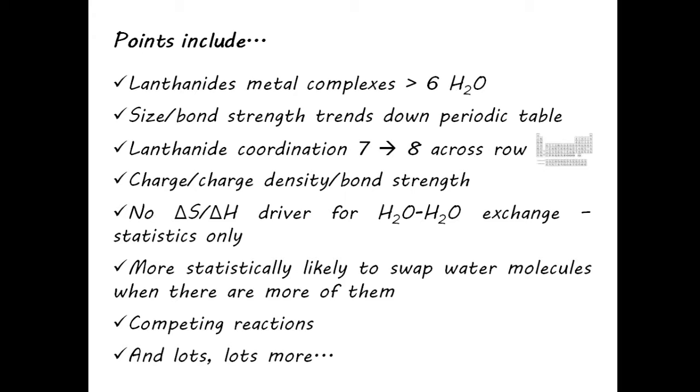Mention of size trends going down the periodic table groups in the metals and how this affects bonding strength, and type if you push them to discuss contribution of covalent character. If supplied with the periodic table, lanthanide coordination increases from 7 to 8 across the row. This could be accompanied by discussions of size trends and the observation of the lower charge on europium. Overall charge, its effect on charge density, and how higher charge density leads to stronger bonding, and this makes bond breakage harder.